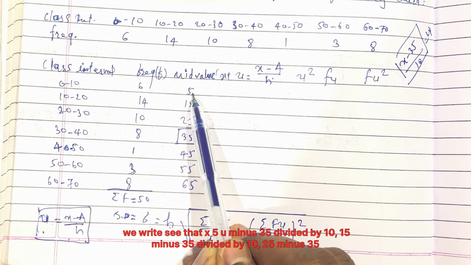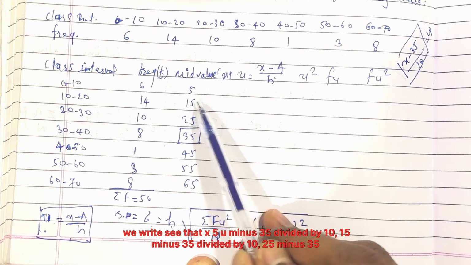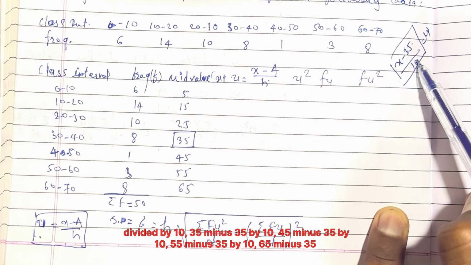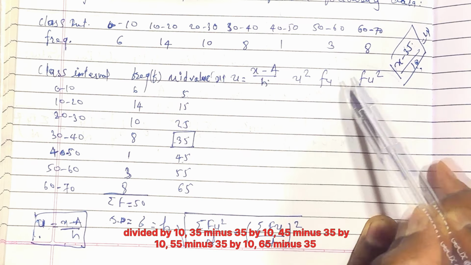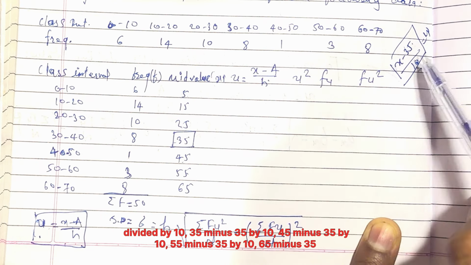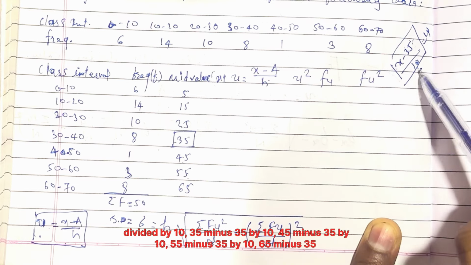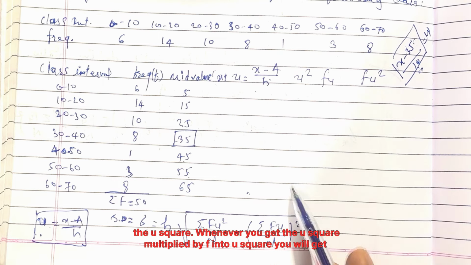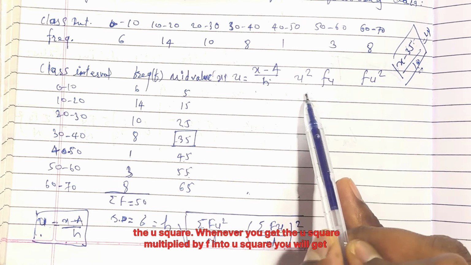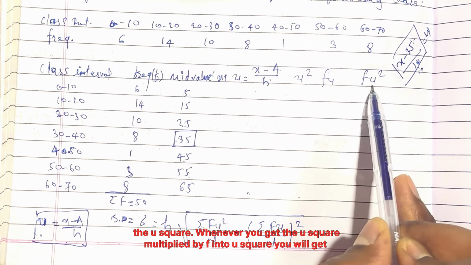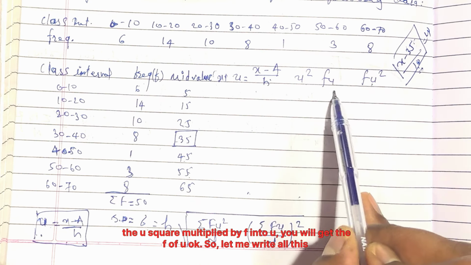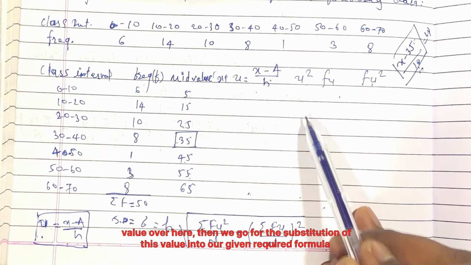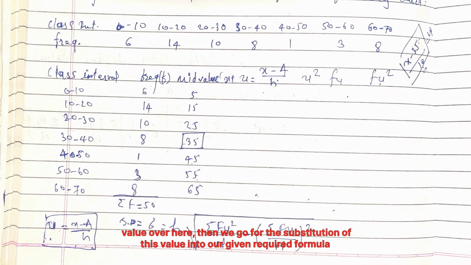See that X: 5 minus 35 divided by 10, 15 minus 35 divided by 10, 25 minus 35 divided by 10, 35 minus 35 by 10, 45 minus 35 by 10, 55 minus 35 by 10, 65 minus 35 by 10. So you will get the U table over here. Take the square of U, you will get U square. Whenever you get U square multiplied by F, you will get FU square. Multiplied by F into U, you will get FU. So let me write all these values over here. Then we go for the substitution of these values into our required formula.